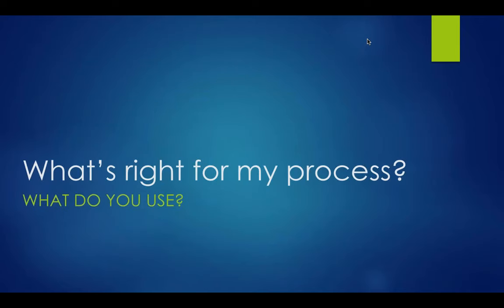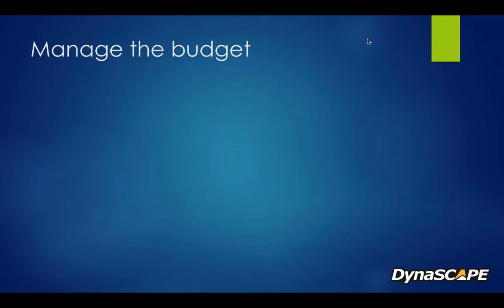So what's right for my process? That's a question that you have to ask yourself all the time: what's right for me, what I do. So something to manage the budget, project your annual revenues. This is a big one, especially when setting out for the entire year. Being able to project annual revenues inside of an application is huge. Being able to account for overhead.